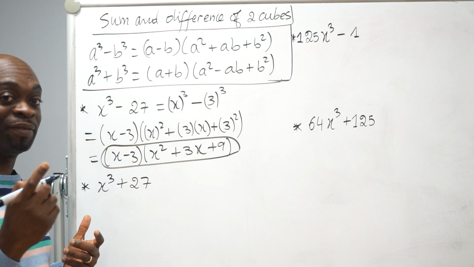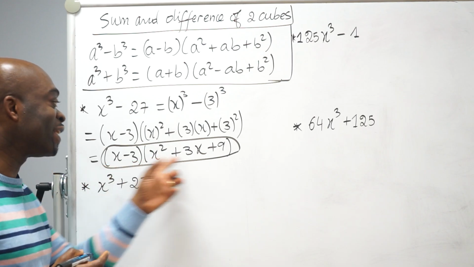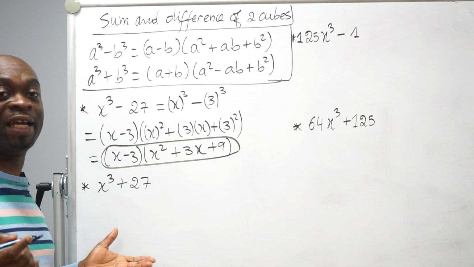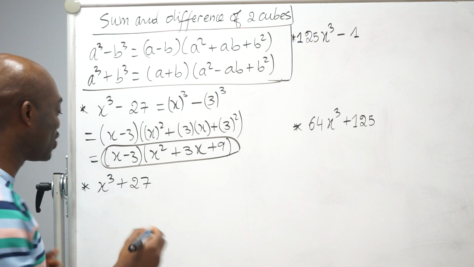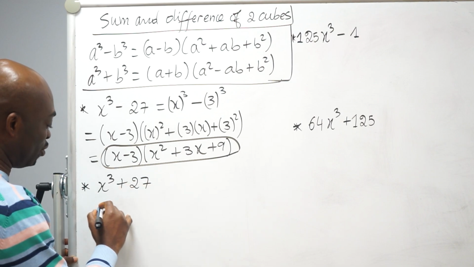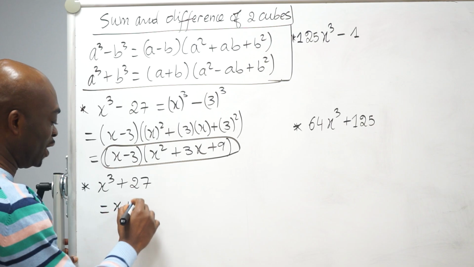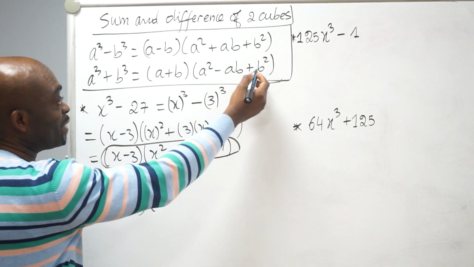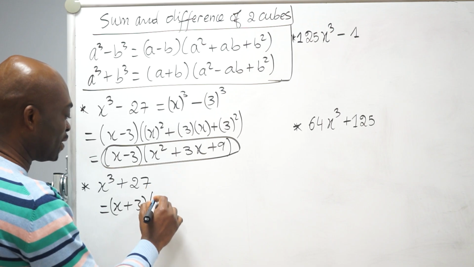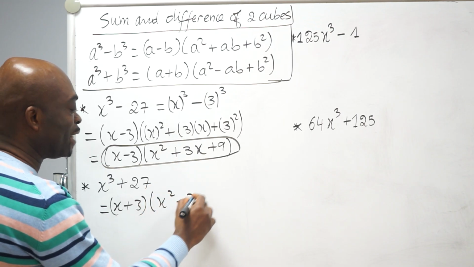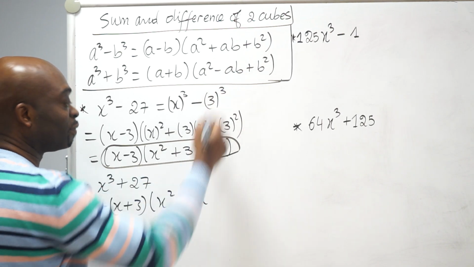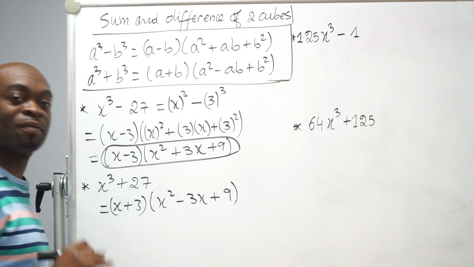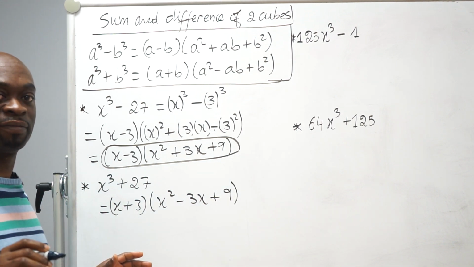In case you are given both of them and you worked this out already, the only thing left to do is just write out the answer. So in this case, you're done. So this is x plus 3, as we follow the formula, and then what happens? x squared minus 3x plus 9. Finished.